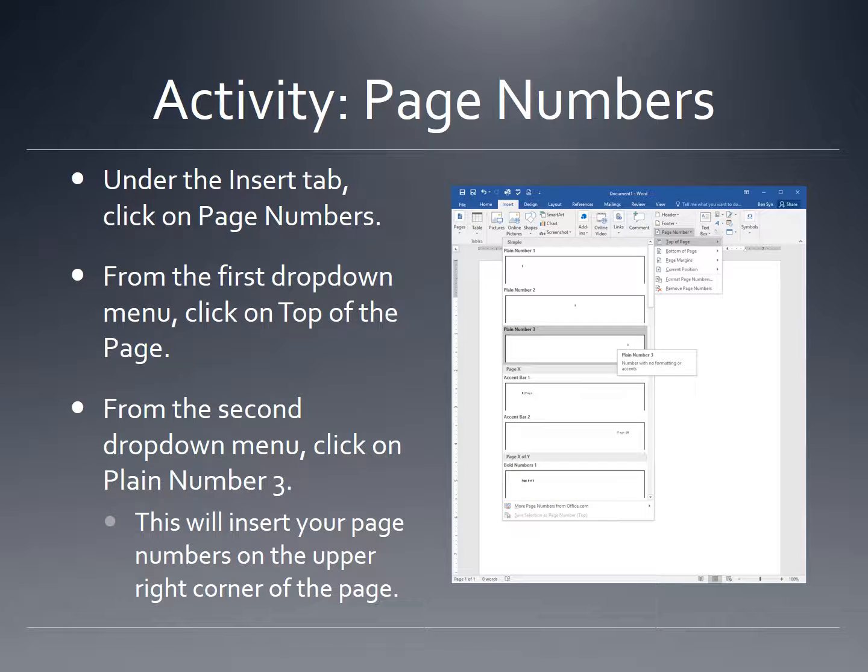We do that really easily. Under the Insert tab, click on Page Numbers. From the first drop-down menu, you'll see the very first entry is top of the page. And then from the second drop-down menu, we're going to click on plain number 3. This will insert page numbers in the upper right corner where they belong.